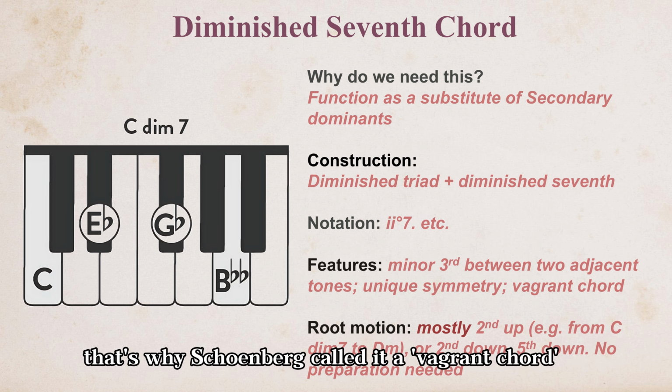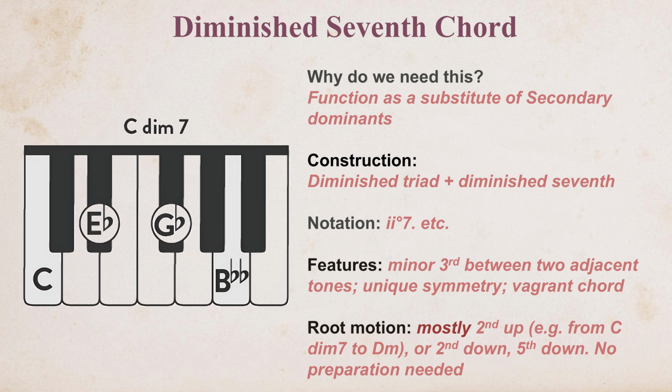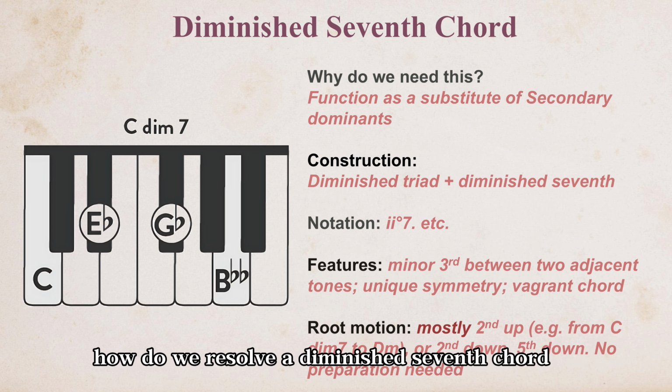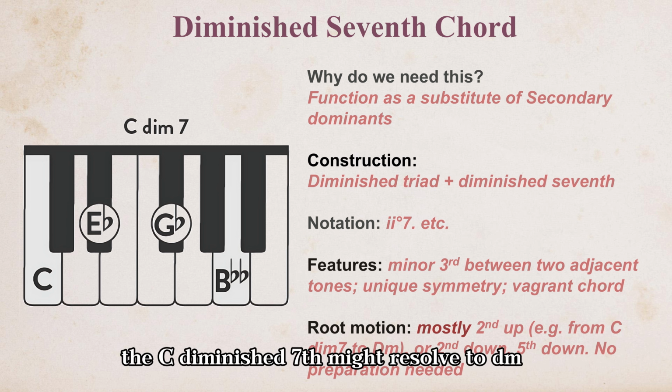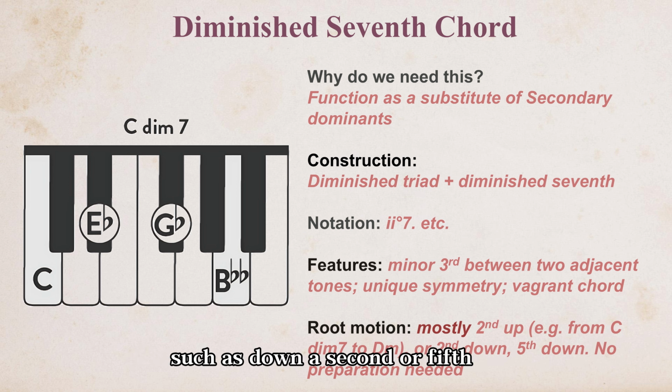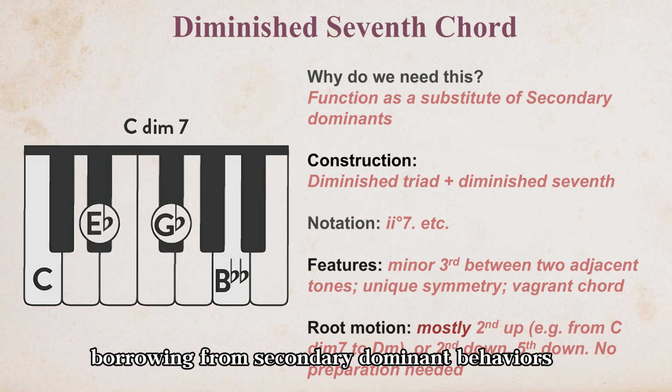That's why Schoenberg called it a vagrant chord. It wanders from key to key, never settling down. How do we resolve a diminished 7th chord? The most straightforward method is to move the root up a second. For example, the C diminished 7th might resolve to D minor. Of course, other resolutions are possible, such as down a 2nd or 5th, borrowing from secondary dominant behaviors.